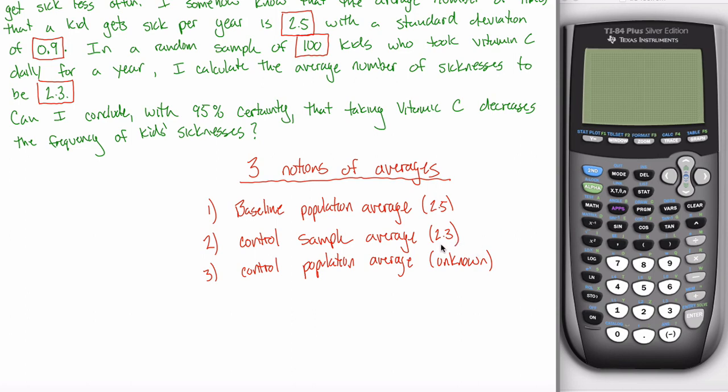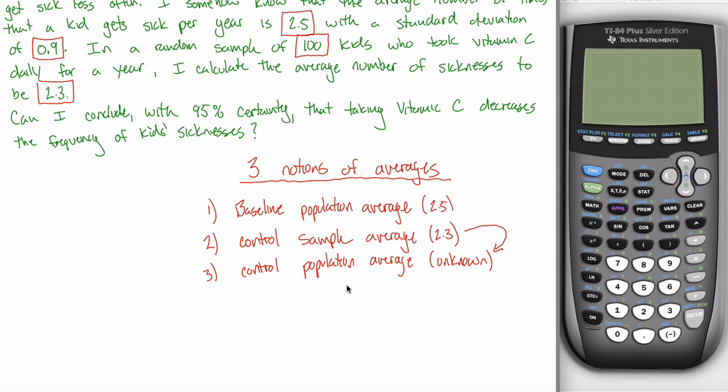But there still is a path. There's still a way we can do this because we know the control sample average. We can make inferences about the population average, right? That's what we've been doing. That's what we did with confidence intervals. You knew a sample average, and you made guesses at the population average, the population that sample corresponds with. So informally, we're going to take this 2.3, and we'll make inferences about the control population average. And then based on what we conclude this to be, we'll see if we're confident that it's less than 2.5.